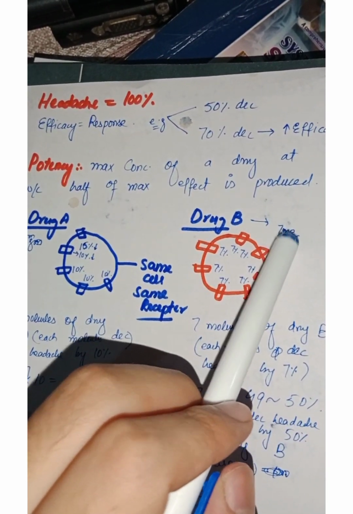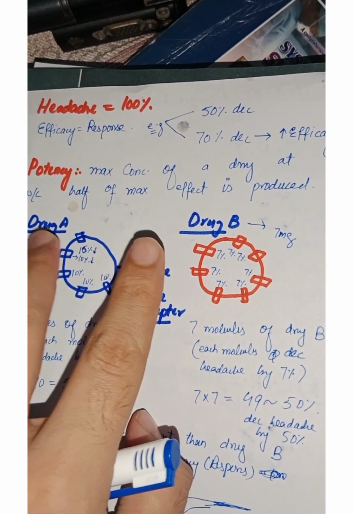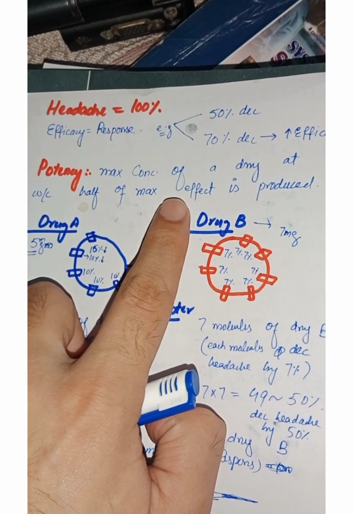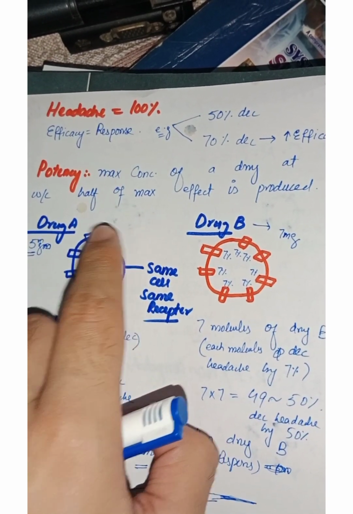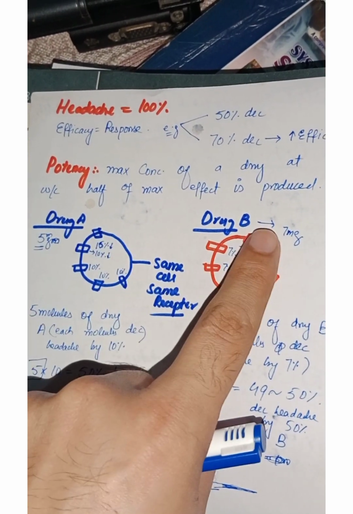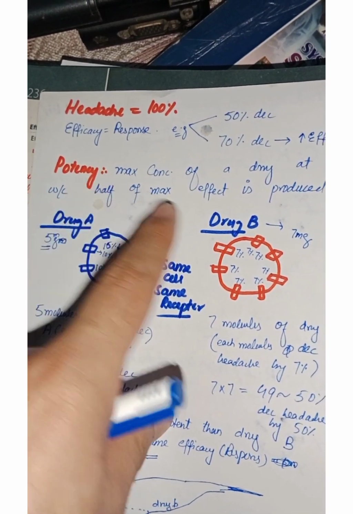If you understand, let's suppose 5 milligram of drug A decreases your headache by 50%, but 7 milligram of drug B also decreases your headache by 50%. So both drugs are acting at half of the maximum effect. They are decreasing your headache by 50%. But the drug A concentration is 5 milligram, while the drug B concentration is 7 milligram. So it means drug A is more potent than drug B.